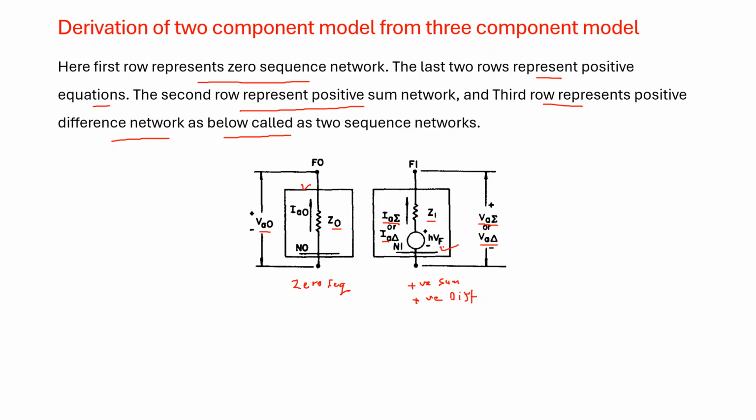What I want to say is, in the three component model we have three networks: positive, negative, and zero. But now these three sequence networks are converted into two networks: the zero sequence network and the positive sum and positive difference network, which are identical. They can be considered as one network. So totally it becomes two networks. This is how the three component method is transformed to the two component model.